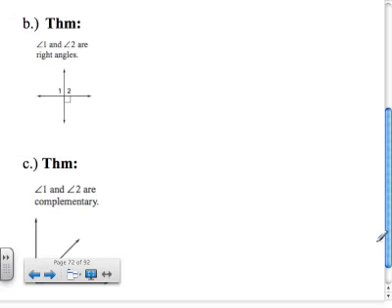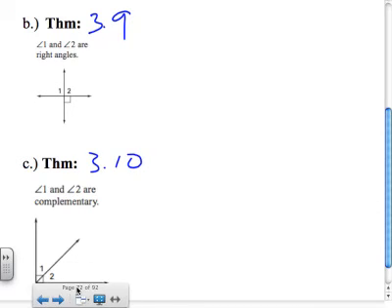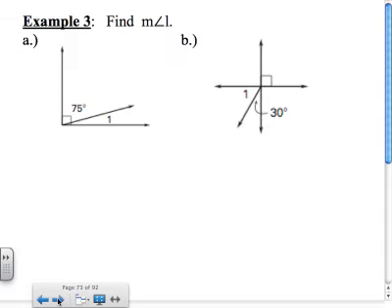Theorem 3.9 says that if two lines are perpendicular, then they form four right angles, so 3.9. Angle 1 and 2 are complementary, that's 3.10. And again, don't hound yourself over these. If you're not getting it or you don't memorize the theorems, it's not the end of the world.